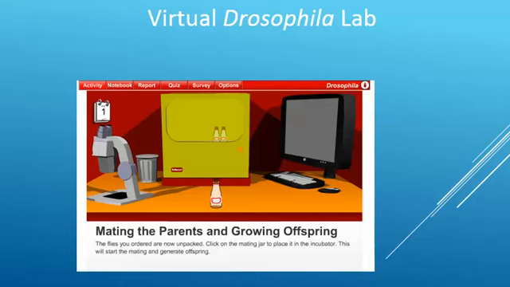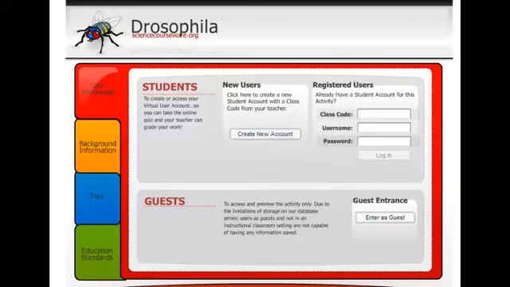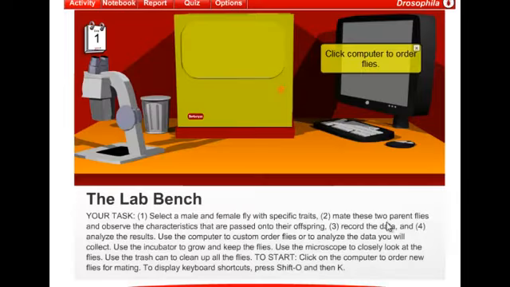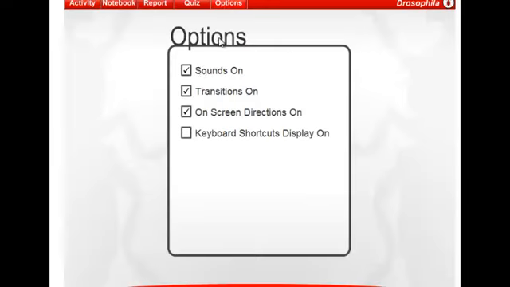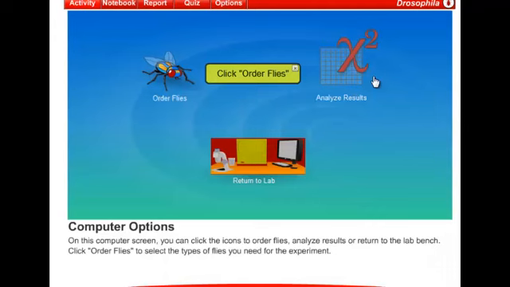So let's take a quick look at the online virtual Drosophila lab and remind ourselves how to make F2 offspring, and as we're doing that, we might as well take a quick look at a lethal allele. So here we are back at the Drosophila online virtual lab. When I load this up, the first thing I'm going to do is go to my options, and I'm going to try to get rid of some of these sounds and transitions. That way I can go back and order my flies.